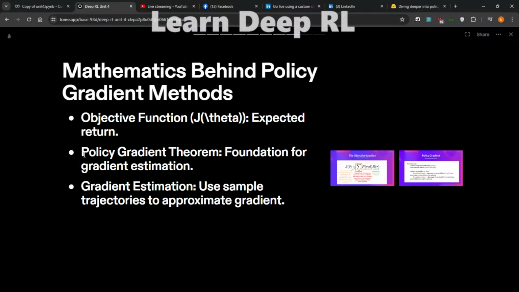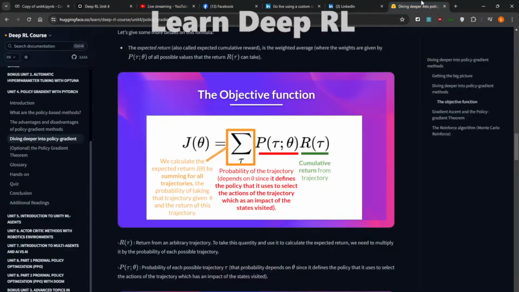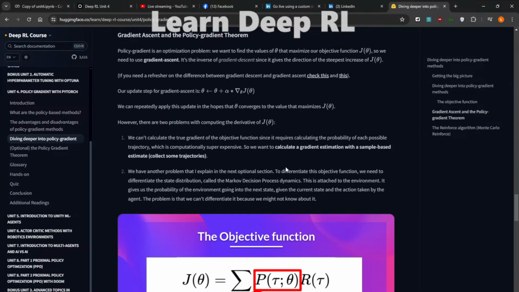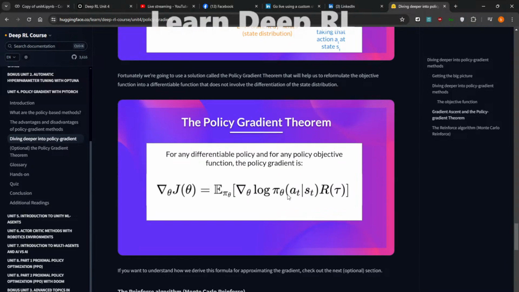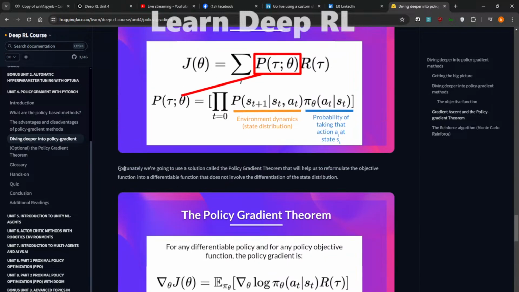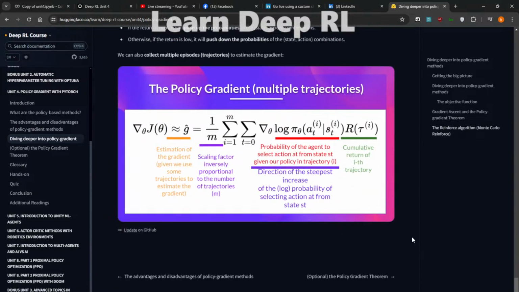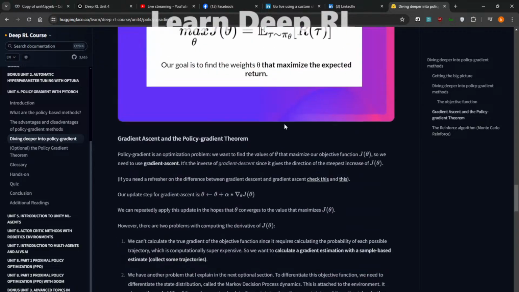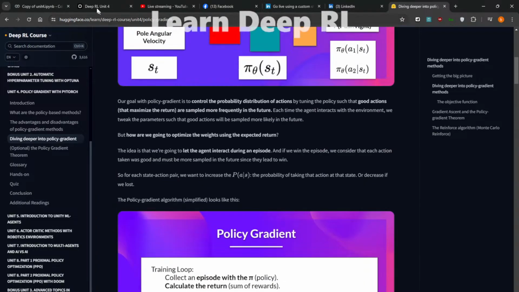And we are now introduced to this policy gradient theorem, which is the foundation for gradient estimation. I know that that diagram is going to be small, so I can pull it up on the course material. So this is the policy gradient theorem. It's a little complicated, but the idea is that we can reformulate the objective function into a differentiable function that does not involve the differentiation of the state distribution. And I'm pretty sure there is a pseudocode example for this. I'm going to go see if I can find it real quickly to cover it.